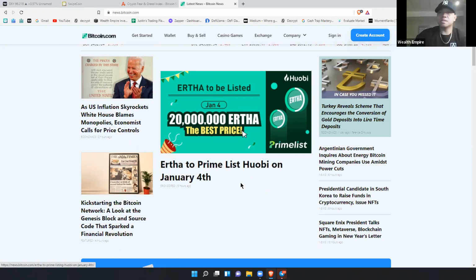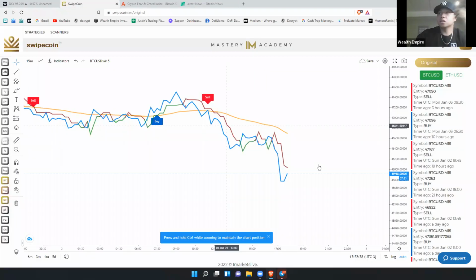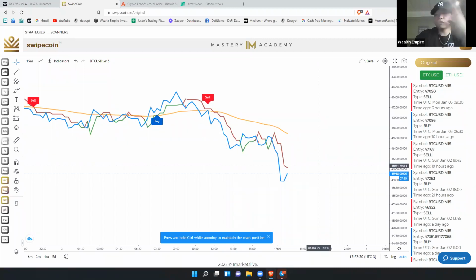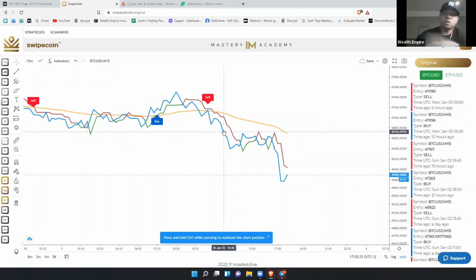So that's how I was able to see that, hey, I think there's going to be more selling pressure happening in this market. Okay, so on top of the Swipecoin Scalper 4-step system with Sean, now you also know how to use the 3 different ways to analyze a market other than just using a chart.